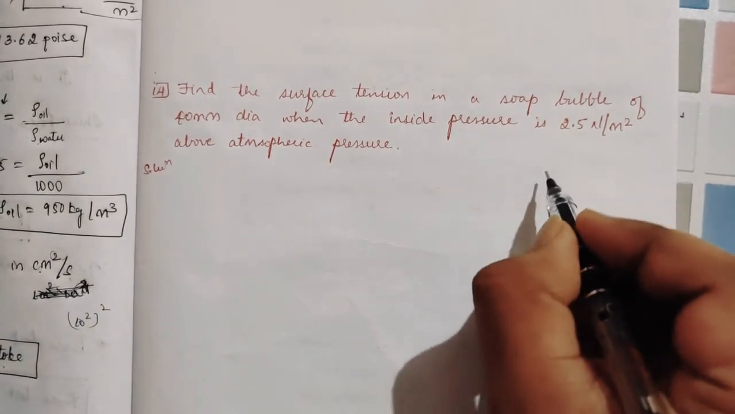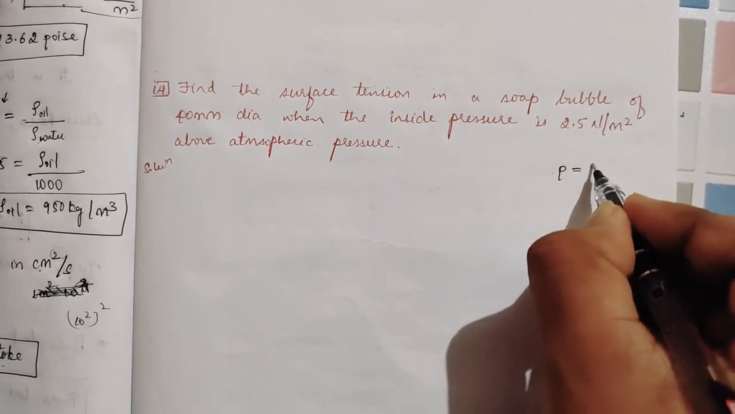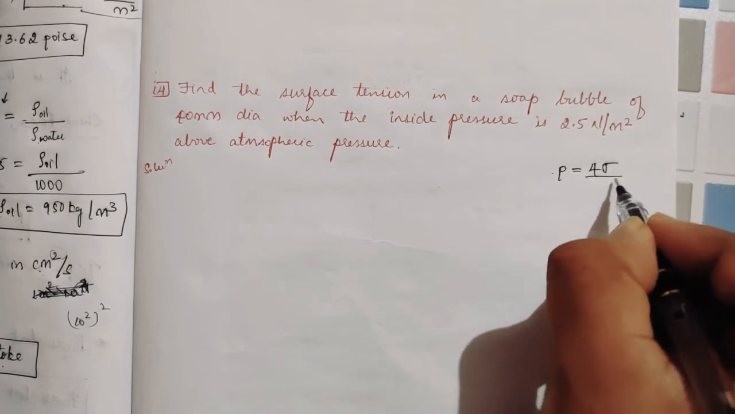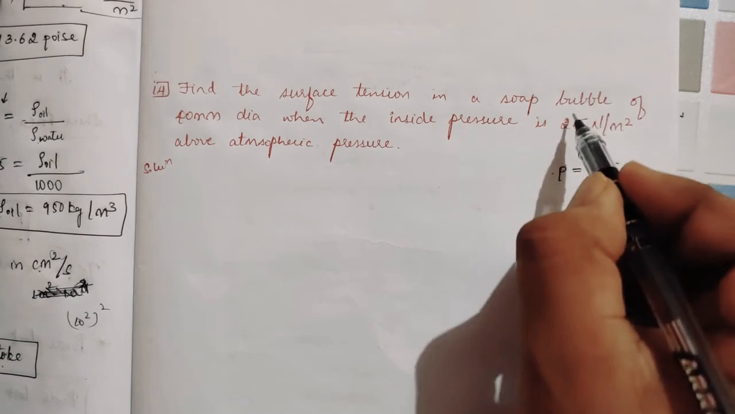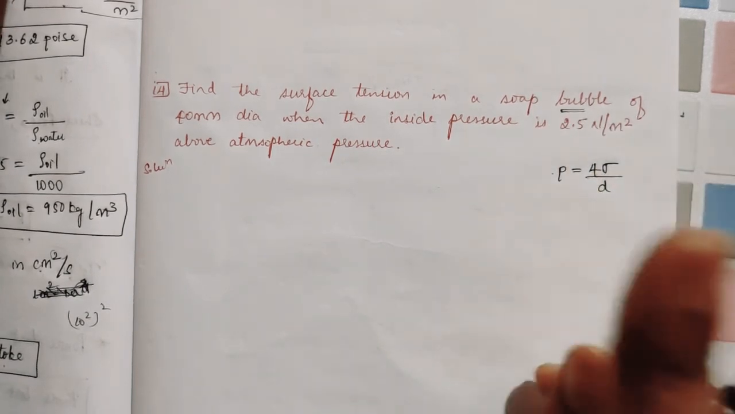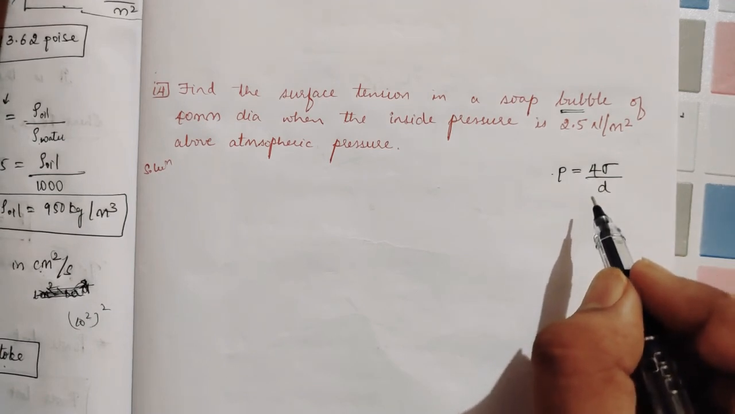So what is the formula we know? We know the formula, that is pressure is equal to 4 sigma by d. This is for the liquid water droplet. Now they are giving for bubble. Bubble means what? 2 circumference. Okay, there will be 2 circumference of the bubble.